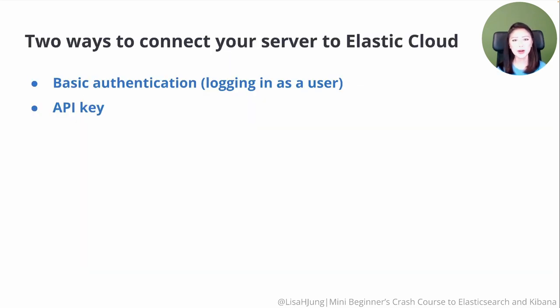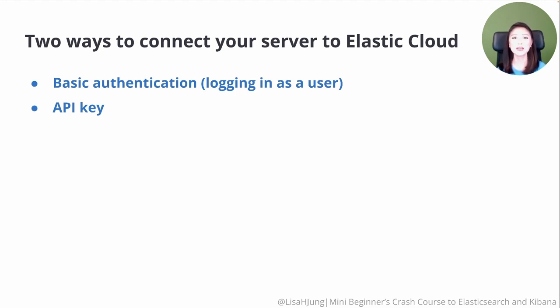Now, there are 2 ways to connect our server to Elastic Cloud. One way is through basic authentication, and the other way is by using the API key. Connecting via API key is the best practice for production. It gives the users flexibility in creating different API keys for different systems or applications. In order to generate an API key, we need to log into Elastic Cloud as a user first. This is known as basic authentication, and we'll go over this in a minute.